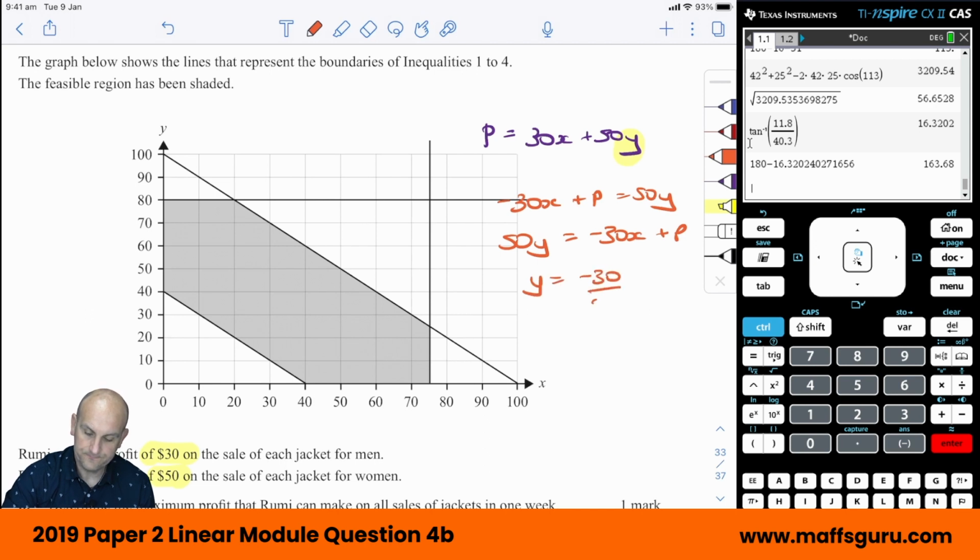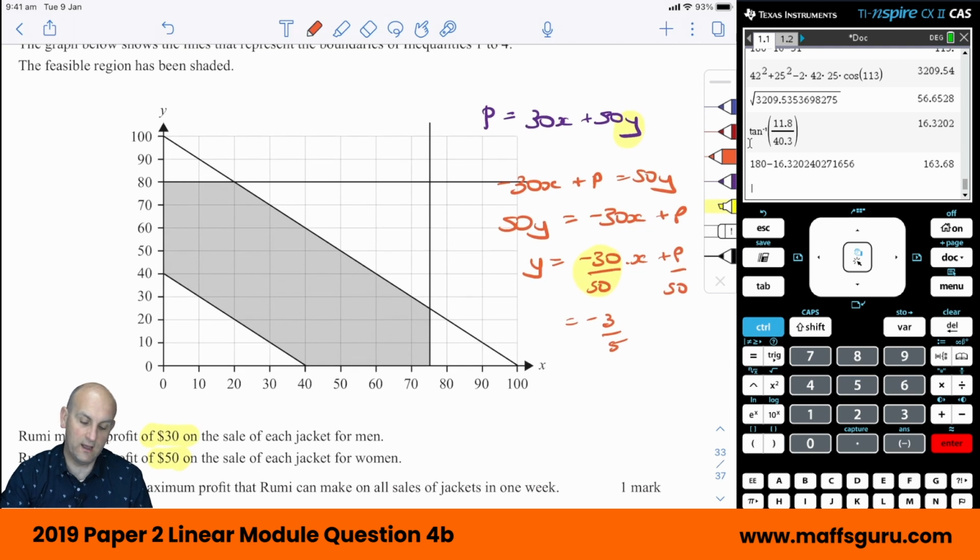Tells me p on 50. This thing here is the important thing. That's the gradient of my objective function. All right. So that's equal to minus 3/5. Now, how do we do that? Now, a great thing again here is I now know that I have a rise of minus 3 and a run of 5.